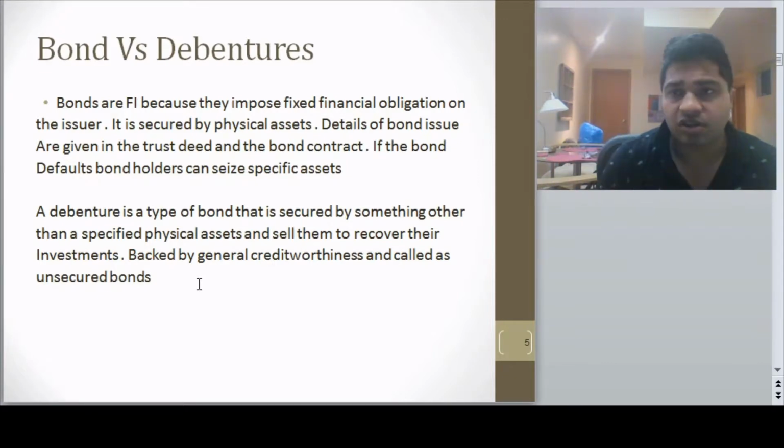But in the case of a personal loan, they may sue you, but there is no specific asset that is attached to you. So they would have to go to the courts and then sue you for money, right? So this is the difference. Bonds have specific assets; debentures do not have specific assets, they have a general claim.